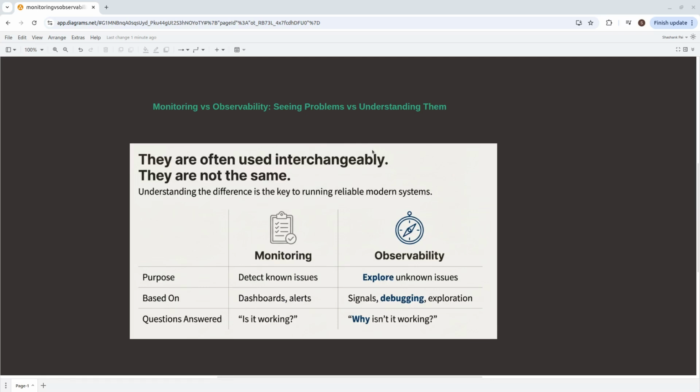Monitoring is about watching known failure patterns. Observability is about learning from unknown and unpredictable behaviors, especially in distributed systems like microservices.